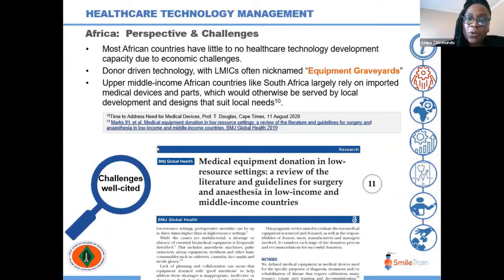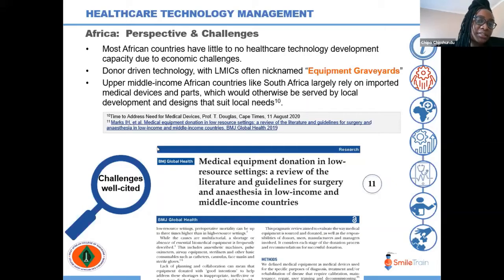So just to bring it home, there's a very interesting publication that came across, which discusses the big subject of donations in low resource settings. Of course, a lot of our equipment is donated, but what most of you would know is there's not a lot of healthcare technology development happening in our context. So we tend to rely on donations. But what tends to happen is we are often nicknamed equipment graveyards as a result, because this is where equipment tends to come and die, unfortunately.